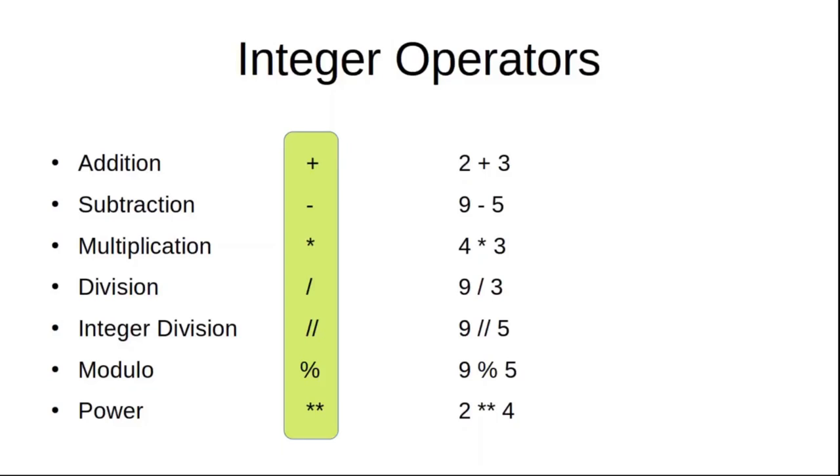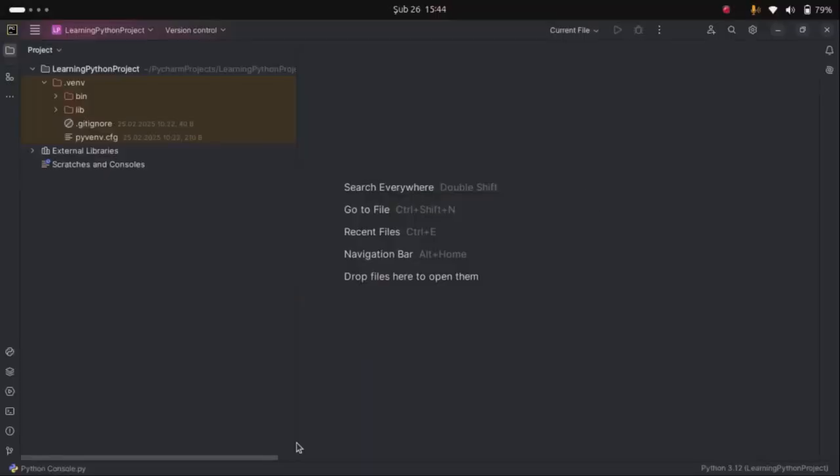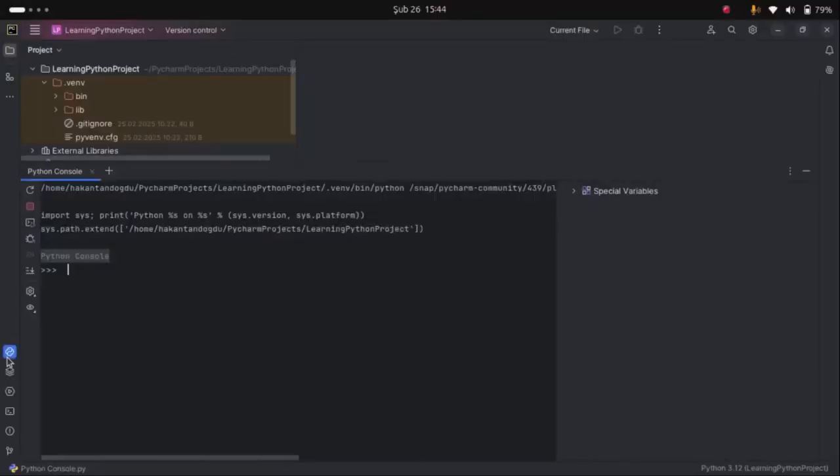Now, let's make some practice. I will use the Python console. 8 integer division 5 will give me 1. Note that even if this is correct, it is always a good practice to leave a space between values and operators. For example, 8 space modulo 5. It should give me the remainder of the division, so 3.